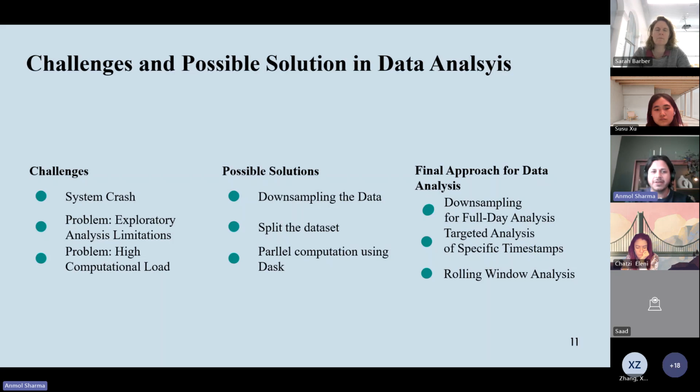The challenges I faced during the data analysis were system crashes, high computational load, and exploratory analysis limitations. Because my local machine was not so good, my system crashed with big data sets. Some possible solutions I found were downsampling the data set, splitting the data set into chunks, or using parallel computation, but each of these solutions has limitations. In the end, the final approach was downsampling the data for full-day analysis, or targeted analysis for specific timestamps, and also using rolling window analysis.